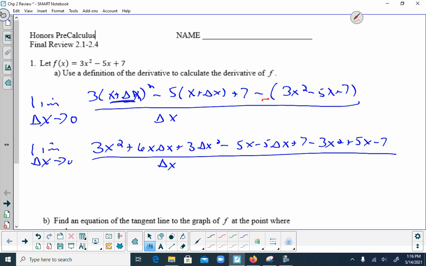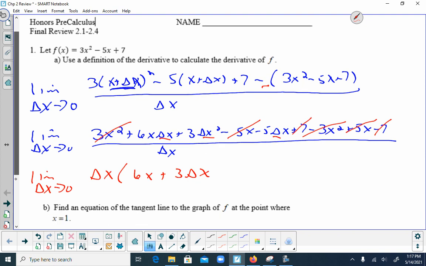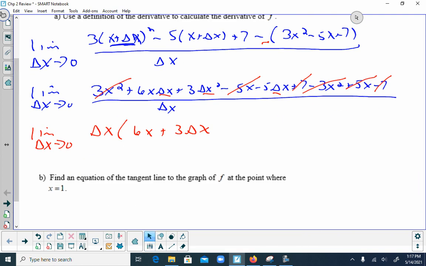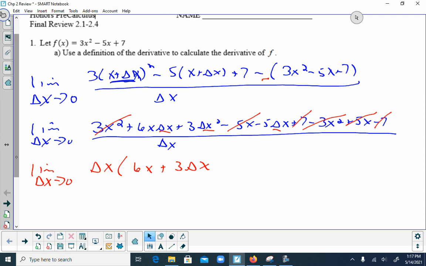Everything after this minus sign should simplify, so I have negative 7 followed by positive 7. Positive 5x, negative 5x, negative 3x squared, positive 3x squared. Everything that's left should have a delta x in it, so I'm going to take the time to factor out a delta x. And I'm going to have 6x plus 3 delta x, and then I am going to have minus 5. And this is all over delta x.